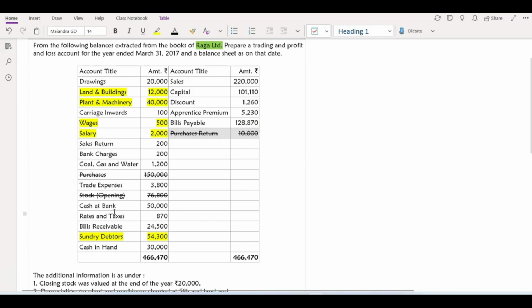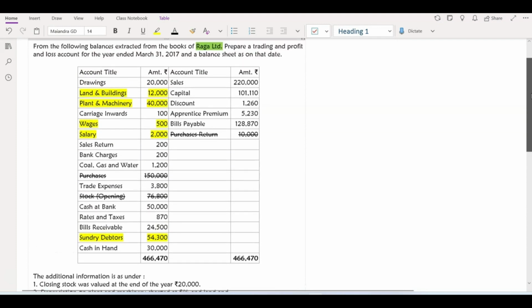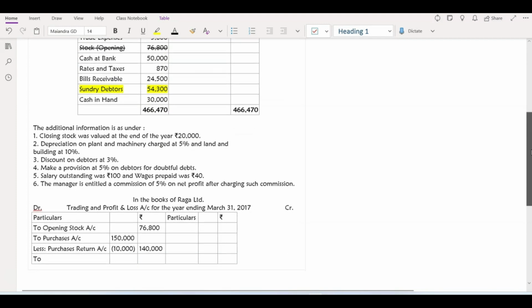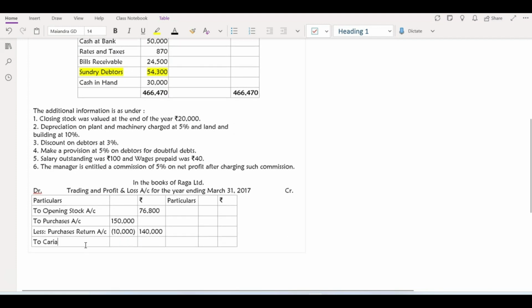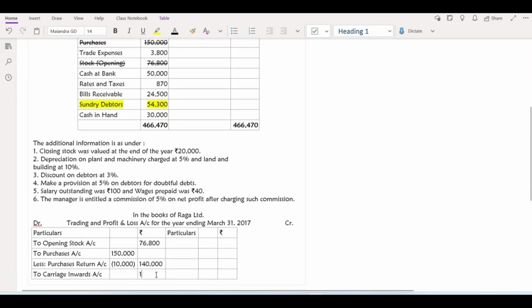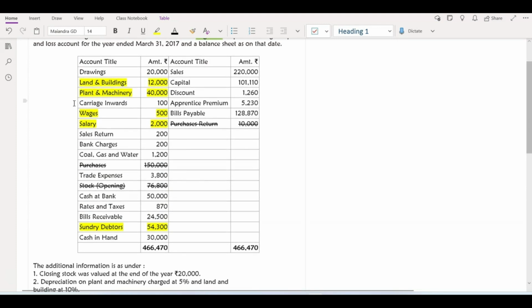All right, okay. Now we will check for the direct expenses. I did mention while reading the question that there are multiple direct expenses. So let's go through the trial balance: drawings, land and building, plant and machinery, carriage inwards. Yes, carriage inwards is our direct expense. Any expenses with the word inwards are related to purchases, and all the items that are related to purchases are our direct expenses. So carriage inwards, 100 rupees. So we are going to write here 100 rupees. After this, let's come back. So carriage inwards is done.